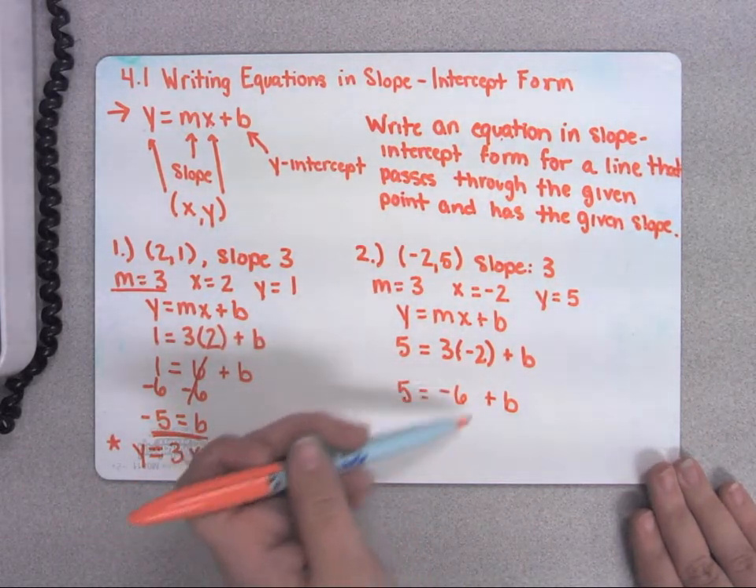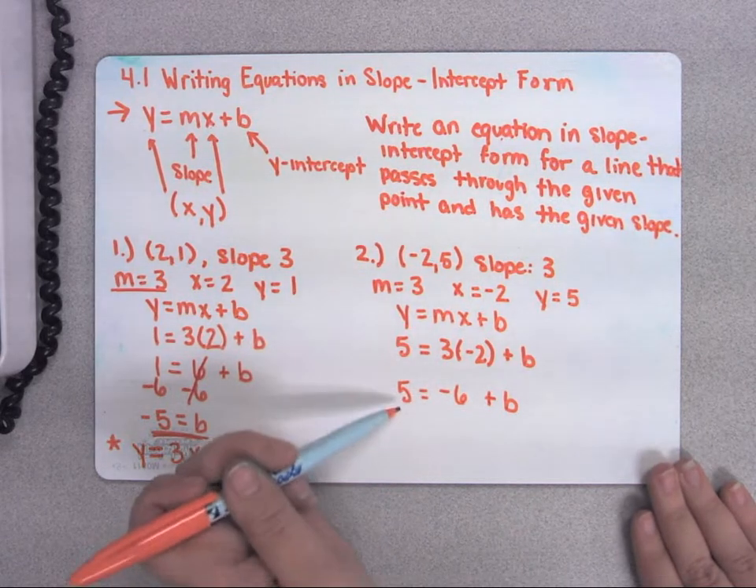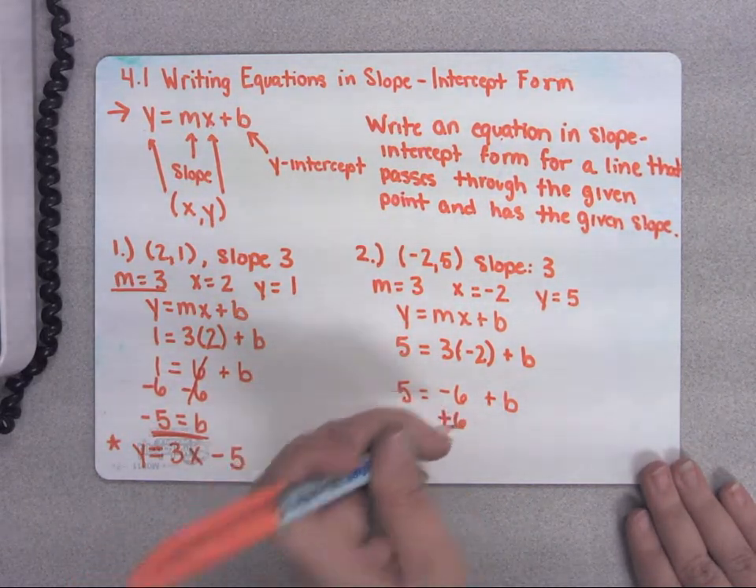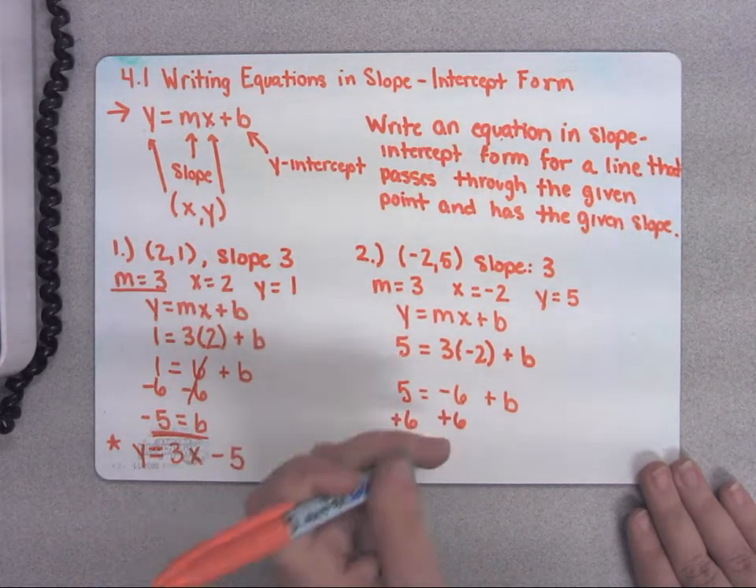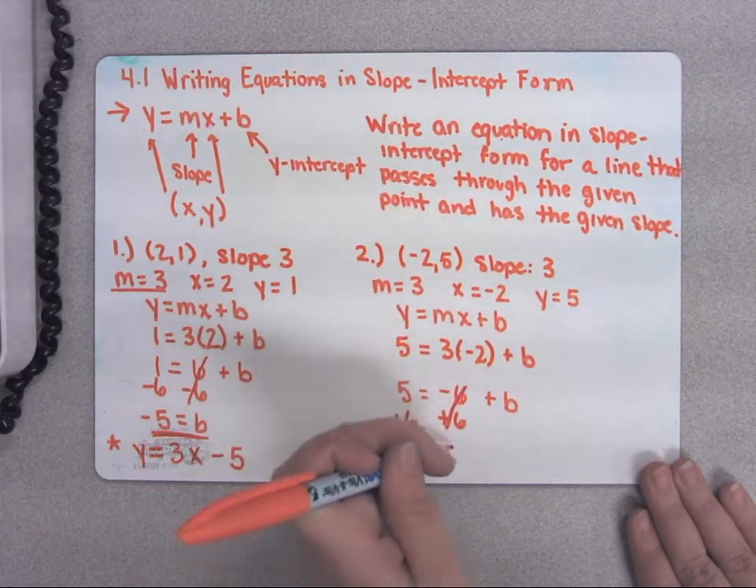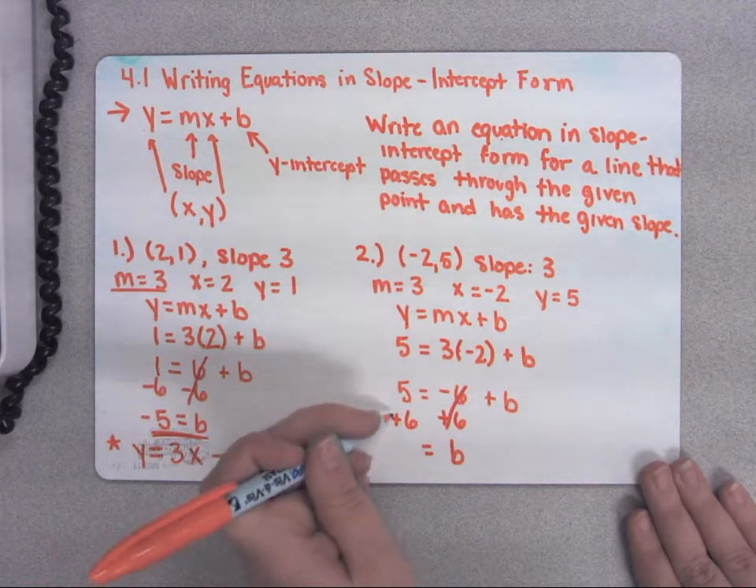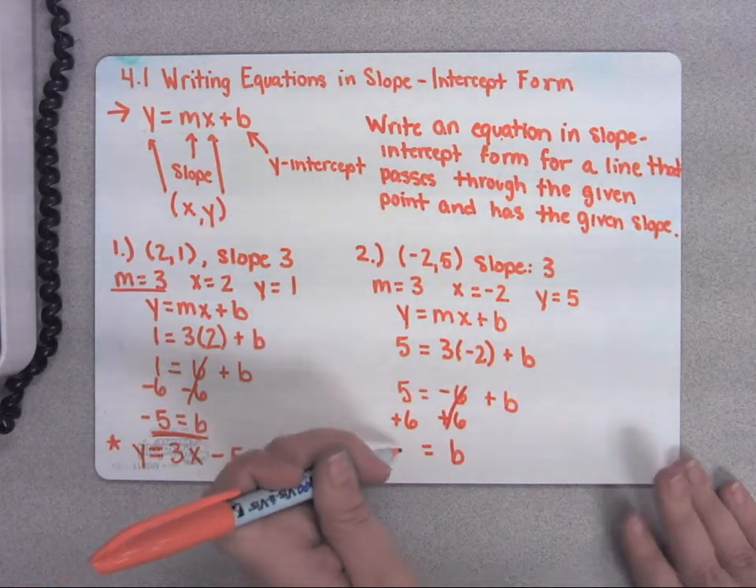So this time, what are we going to do to move this -6 to the other side, Gage? Yep, I'm going to add 6. So now these 6's cancel out, and I have b equals what, Gage? 5 plus 6 is what? 11.